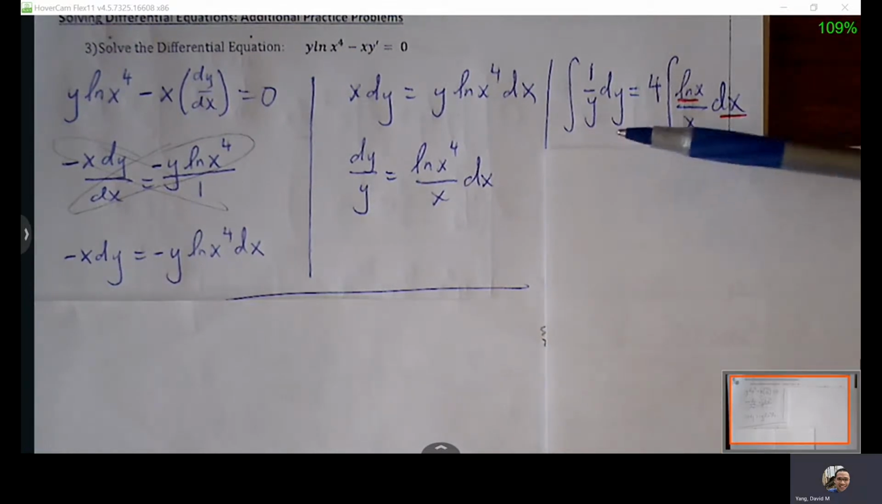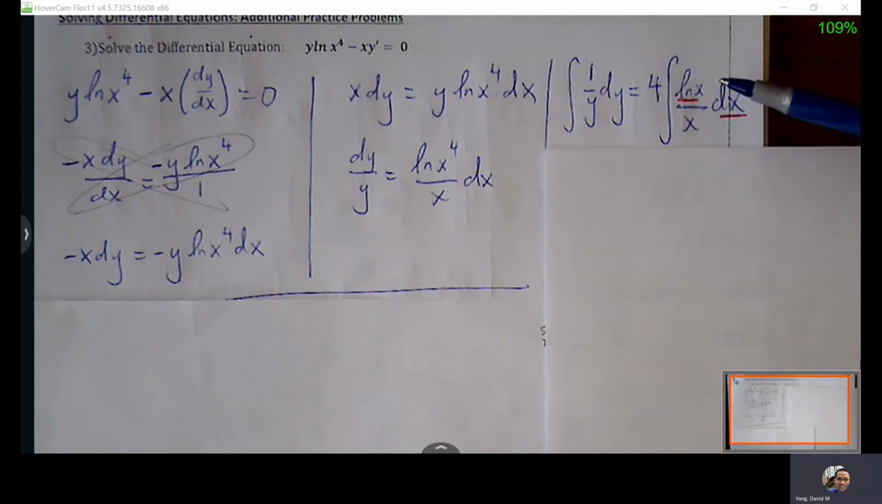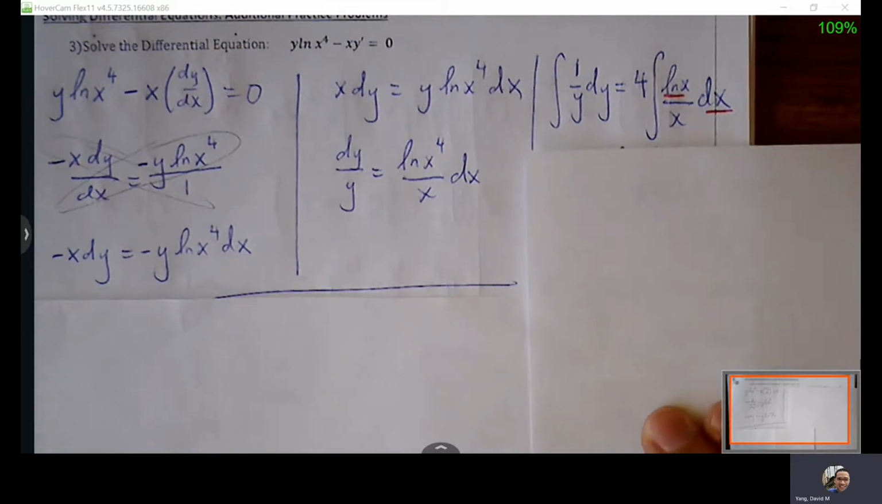1 over y dy, we know that's an easy natural log there, but the right side, that natural log of x, with the 4 sitting in front, that 4 is out of the way, but we can let that u value be natural log of x, and that should handle nicely with that x that's sitting below. Okay, so what's the rule for natural log of x? Derivative is what? Yeah, u prime over u, in this case is 1 over x, yeah.